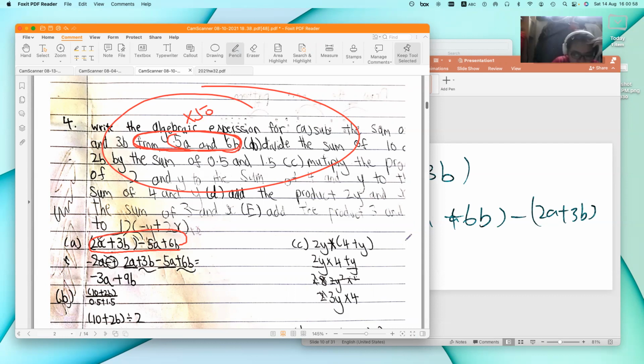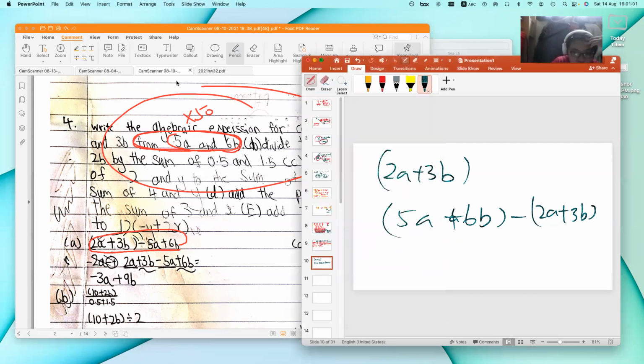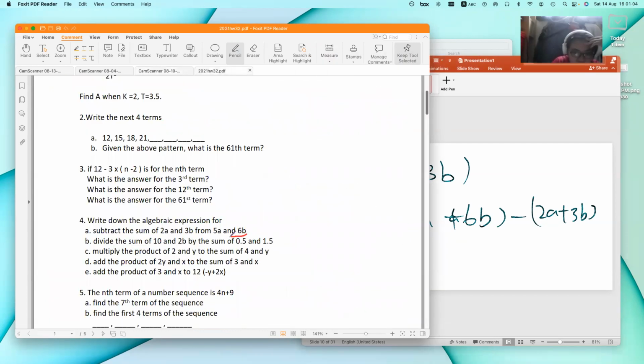So please copy the question. Copy this statement and the answer. So 5A plus 6B bracket minus. Why bracket? Because there is a sum of. So like you say 30. Okay, 30, yes. So I need you to copy this plus this. So this plus this is one time, you times 30. Are you getting it? You know what I'm expecting from you?